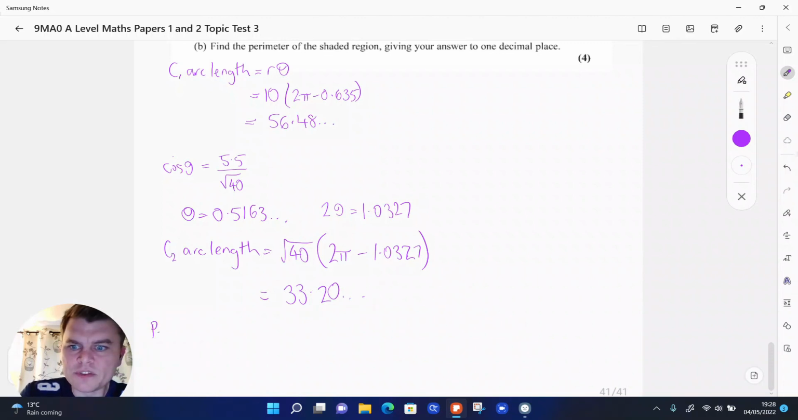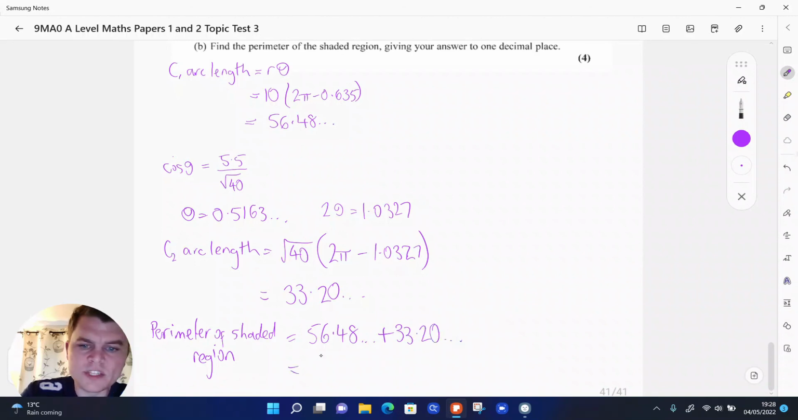So to find the perimeter of the shaded region, simply add those two together. And to 3 significant figures, you get 89.7. And there you have it.